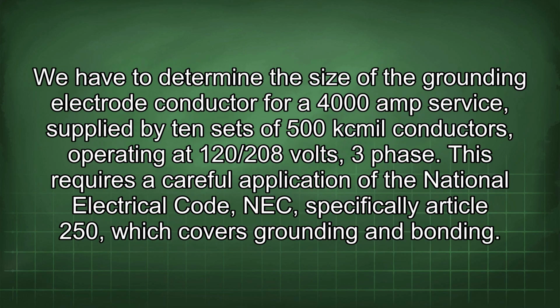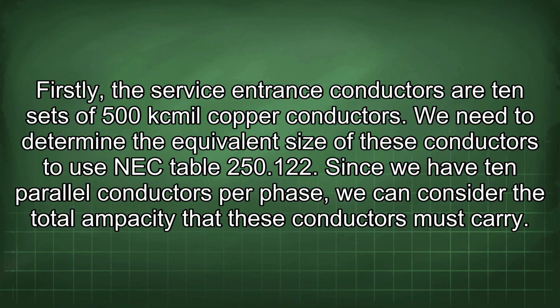We have to determine the size of the grounding electrode conductor for a 4000 amp service, supplied by 10 sets of 500 kcmil conductors, operating at 120/208 volts, 3-phase. This requires a careful application of the National Electrical Code, NEC, specifically Article 250, which covers grounding and bonding. Firstly, the service entrance conductors are 10 sets of 500 kcmil copper conductors.